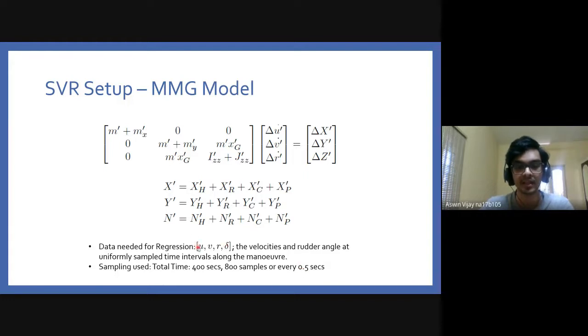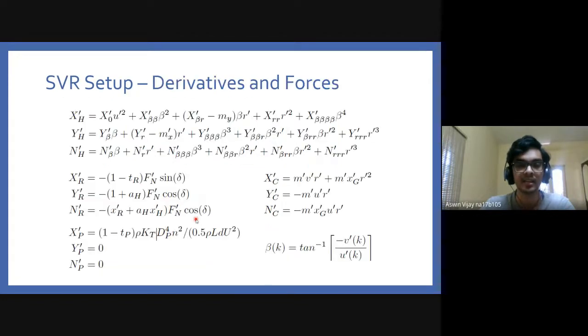So this big vector will consist of the data which I'm going to use to recreate the hydrodynamic derivatives. You can see that the hydrodynamic derivatives will come here in the XH, YH, and NH, which are defined here, and the hydrodynamic derivatives that I'm wishing to estimate from them are given. You can see that they are defined here as X0, Xββ, Xβ minus my, and Xrr, and Xβββ for the surge motion.